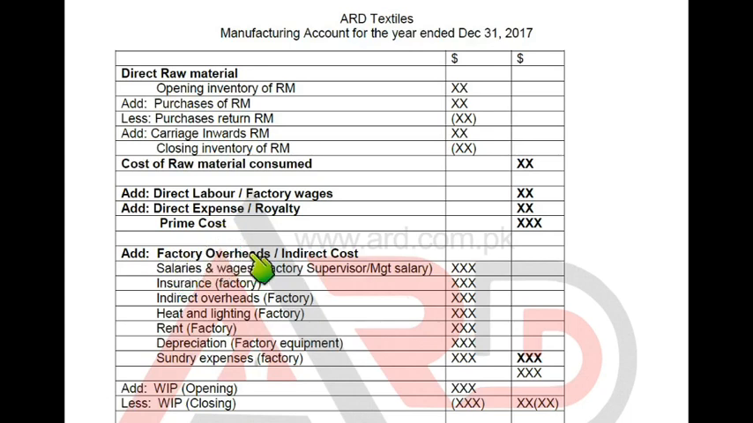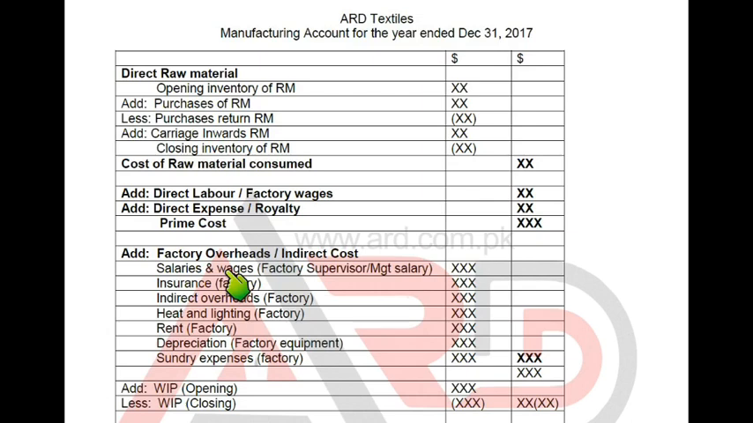Indirect costs are also known as factory overhead. Now factory overheads are all the costs that are incurred in a factory but which cannot be directly traced or identified in a product or service. Now what are these costs actually? First of all, there are some examples. This list is not exhaustive. Maybe there are other items as well, but these are the common items that usually come in examinations.